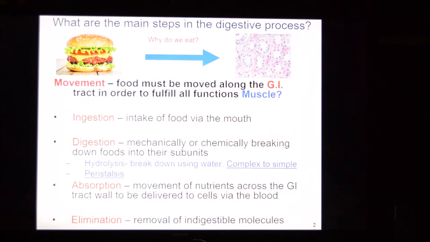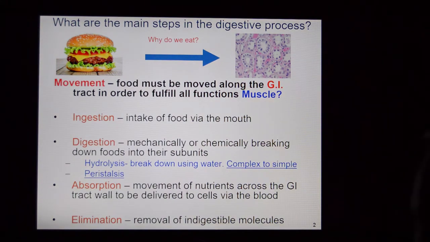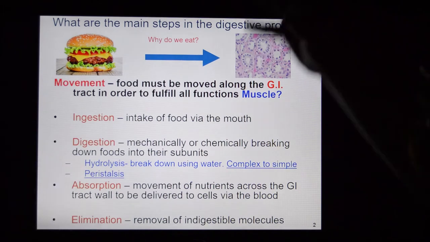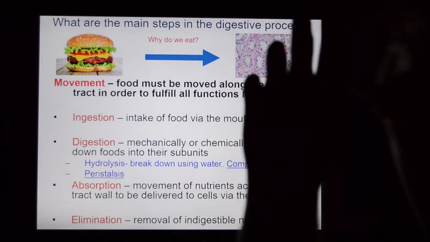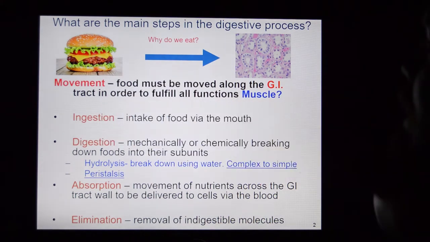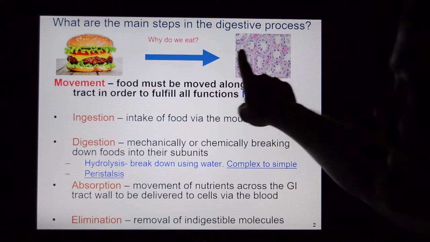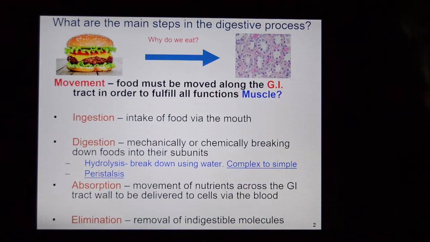Alright, let's get rolling. So, main steps in the digestive process. The question becomes, why do we eat? The goal will be to take this hamburger, which is big and full of what we call macromolecules. These are big molecules that you can't get in. A very complex item, with many different food sources found here, and we want to get that to our individual cells. Gotta get that burger to your cells. How do you do that? You can't just rub that burger against you.